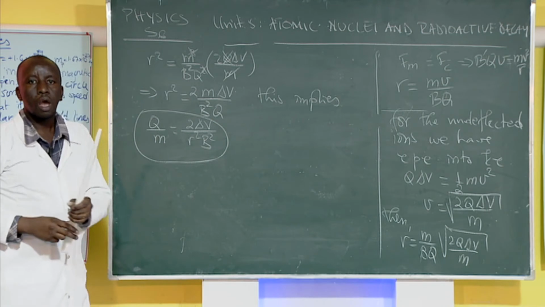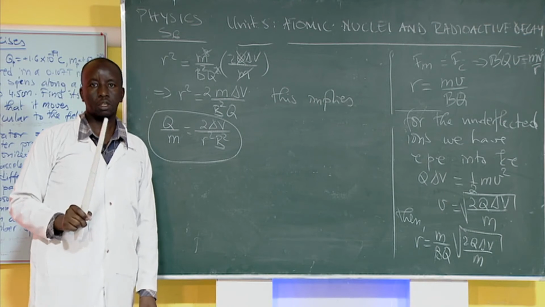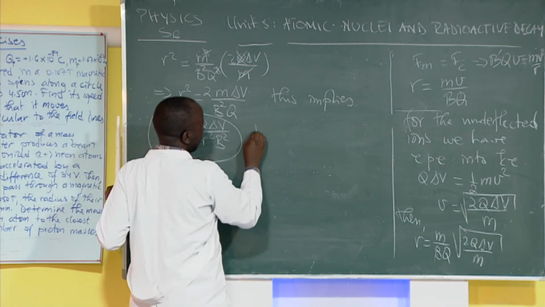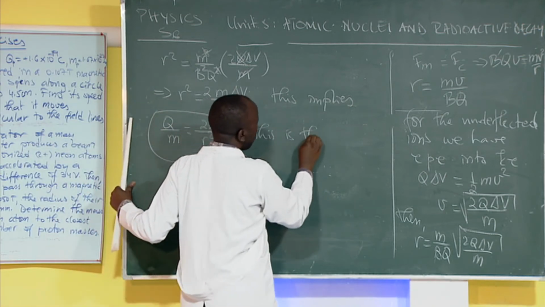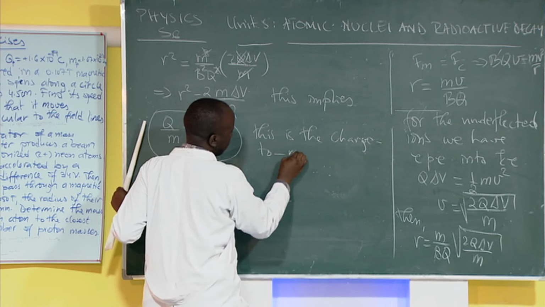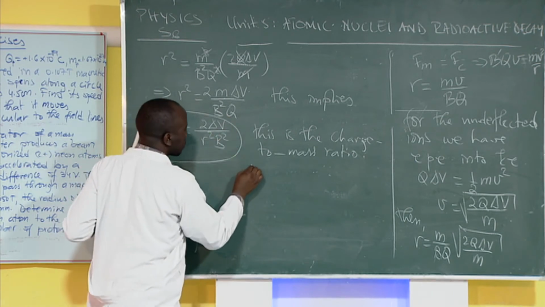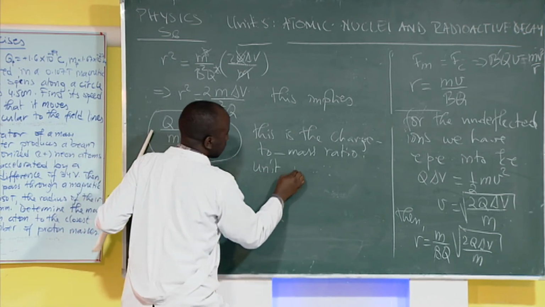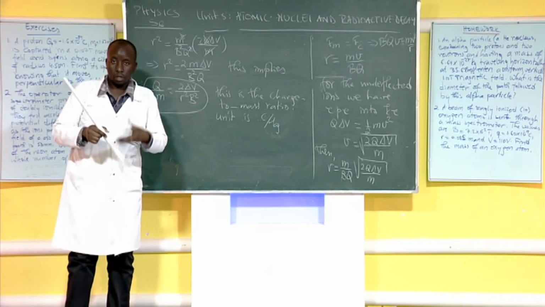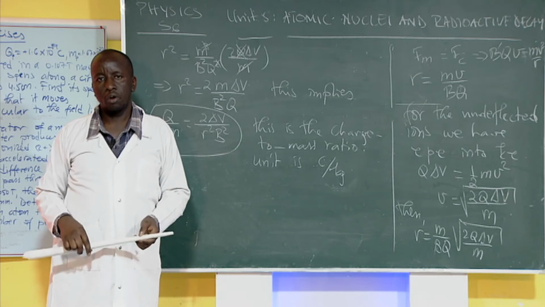Now, students, I hope you see that this expression that we have found is really very important, because this expression is what we call the charge to mass ratio. The unit for this is charge over a kilogram, and this means that we have it as a specific charge. Again, this is another way of calling it, okay?